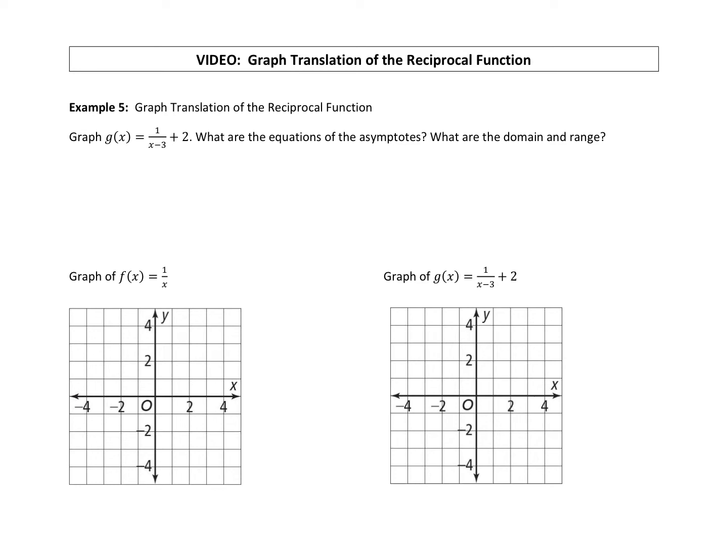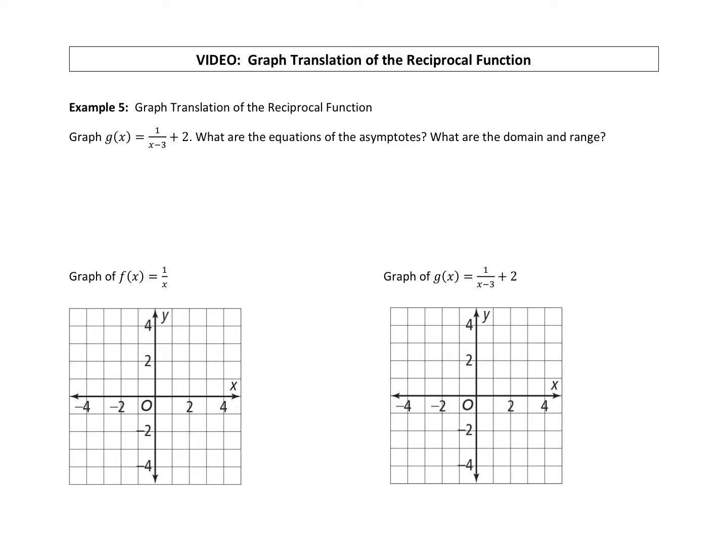So the graph g of x equals 1 over x minus 3, tricky x, plus 2 on the end, vertical. What are the equations of the asymptotes? What are the domain and range? So let's talk about the parent function, f of x equals 1 over x. That is the reciprocal function, parent function.